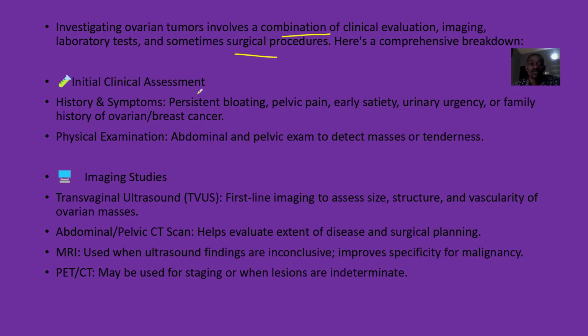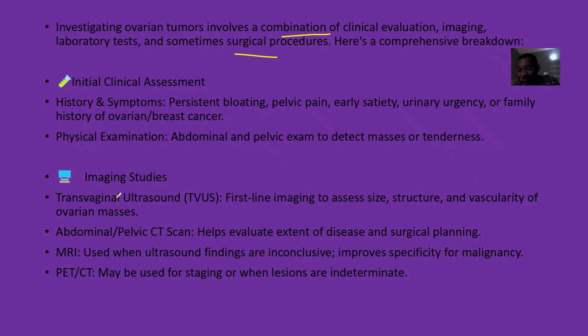Okay, so initially you do history taking, symptoms analysis, physical examination. I've spoken about that one. Then imaging studies are the first line. Okay, so transvaginal ultrasound, you want to assess the size, assess the structure, assess the amount of blood vessels that are supplying the ovarian mass. Of course, this will give you an idea to how fast it will be developing.